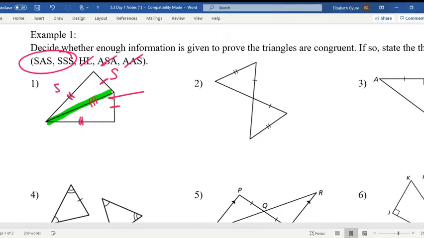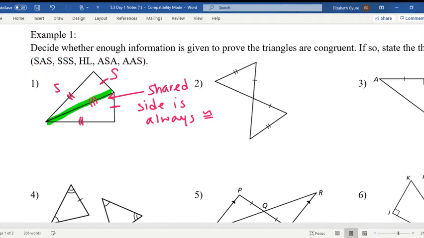So I would make a note of this here. Shared side is always congruent. So anytime you have a shared side like that, it is always congruent.